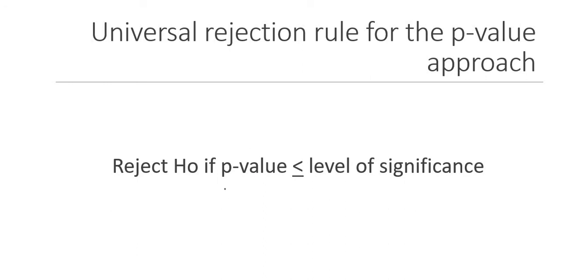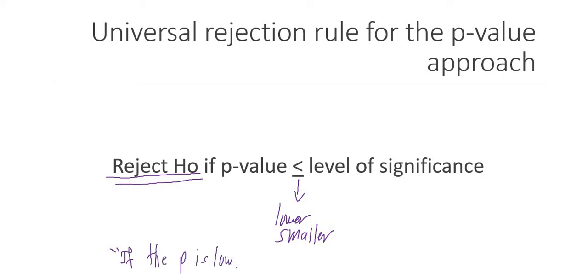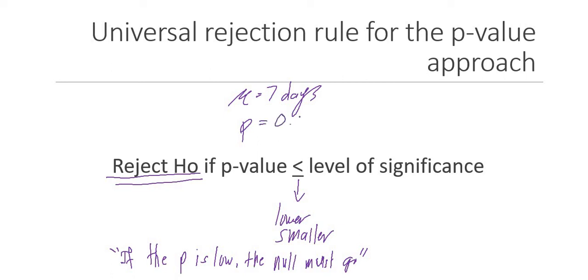And the rule for the p-value approach is that if the p-value is lower or smaller than the level of significance, then we should reject H0. One way to remember this is the phrase, if the P is low, the null must go. Meaning, if the P is lower than alpha, then the null must go or must be rejected. So again, in our example a while ago, if the null hypothesis is that the mean is 7 days, and the p-value that we will be computing is, let's say, 0.06. The alpha that was set is 0.05.